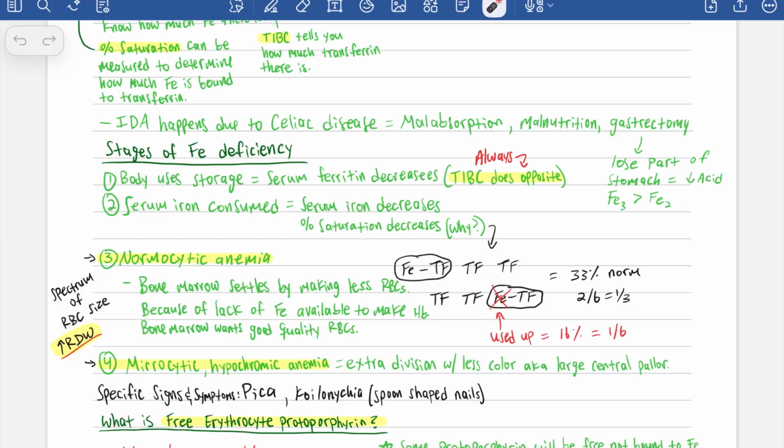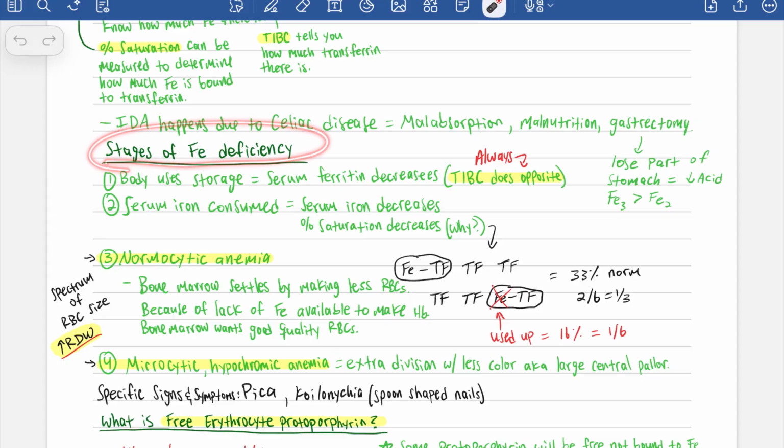And then you can also have patients that may have a gastrectomy where they lose part of their stomach, for example. And so now they have less acidity in the stomach. And now you have Fe3 that is going to be more common than Fe2. And there's many different reasons.